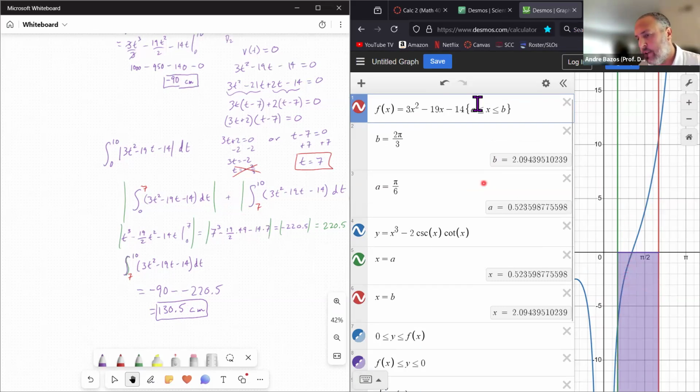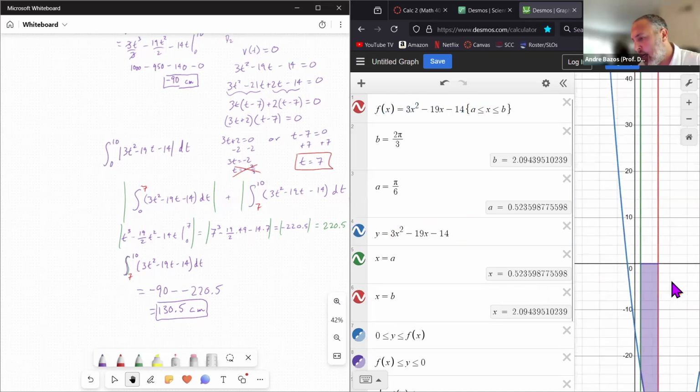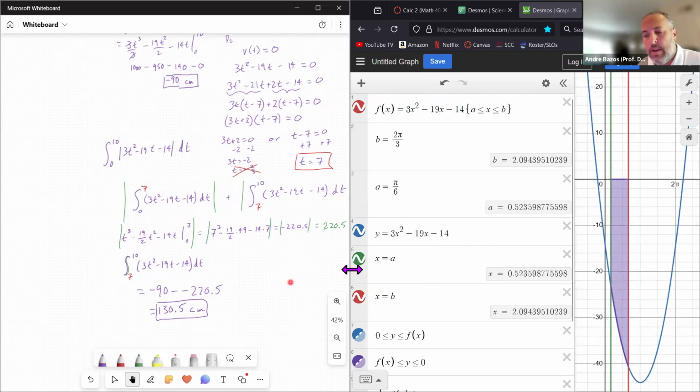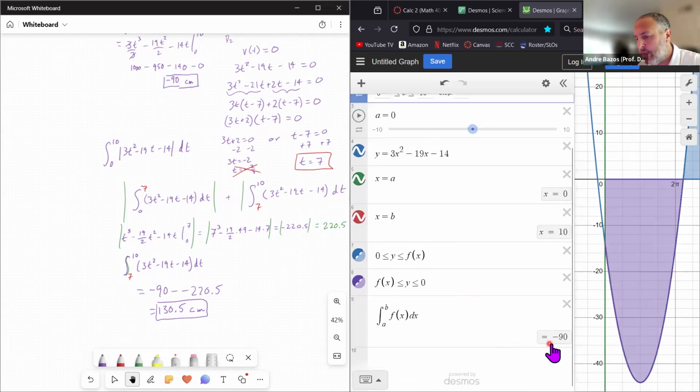All right, and then I want to reduplicate this right here because it's confusing. We're going from, let's make this bottom one 0 to 10, and then that helps us see we get negative 90 as the total displacement.